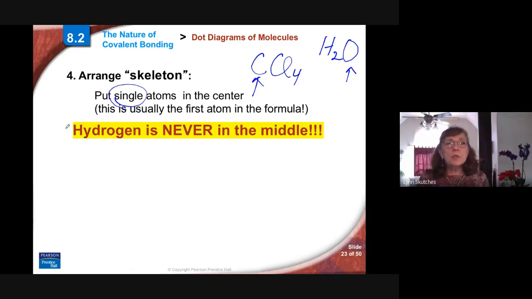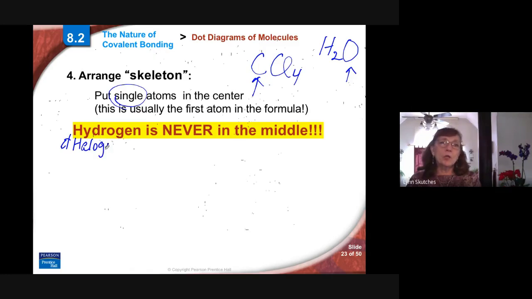Keep in mind that hydrogen and the halogens will never, one of the few nevers I can say, be in the middle. They can only bond 1 time, so they're always going to be off on the side somewhere.